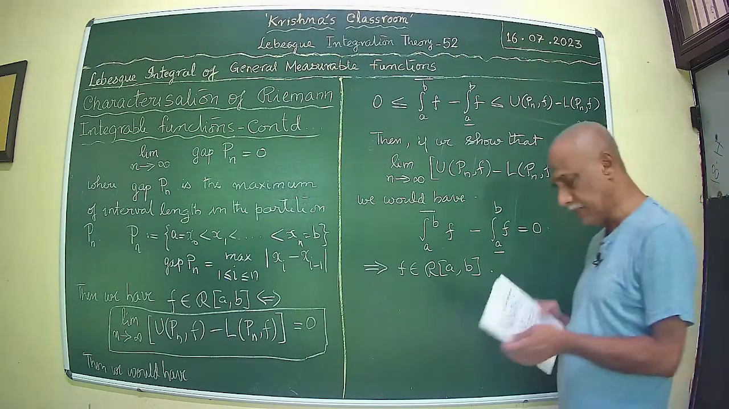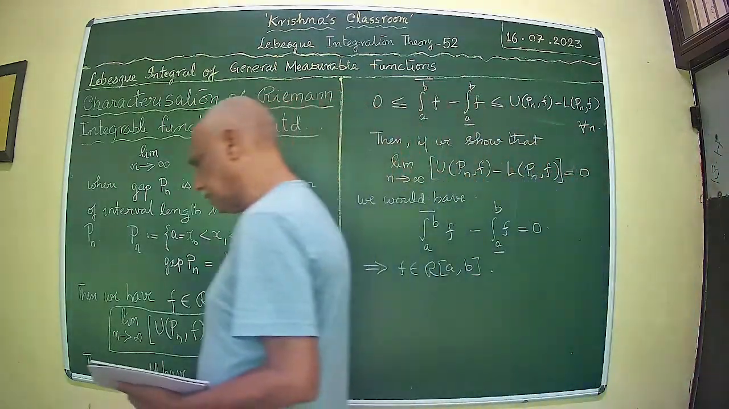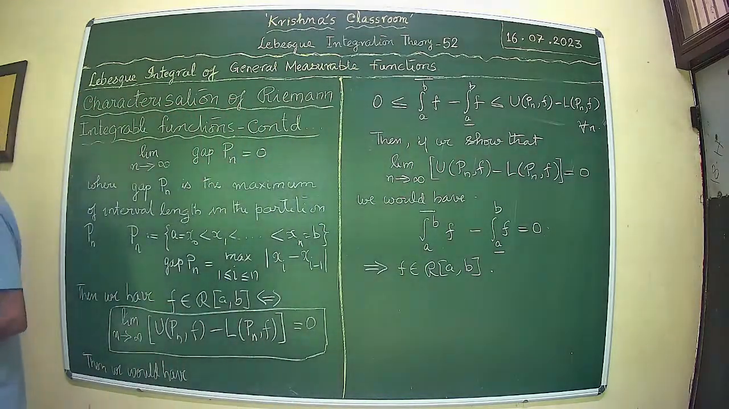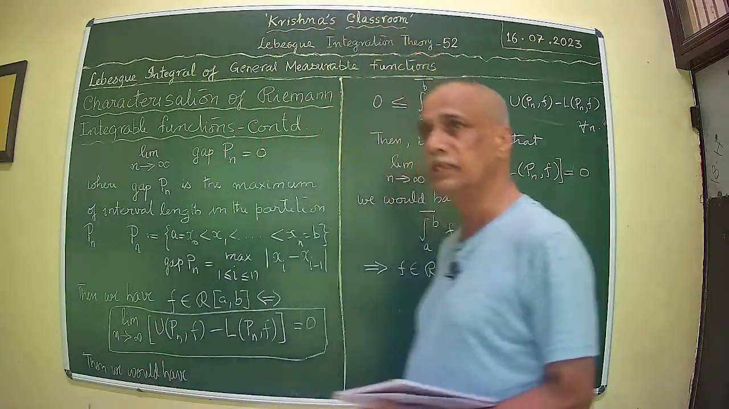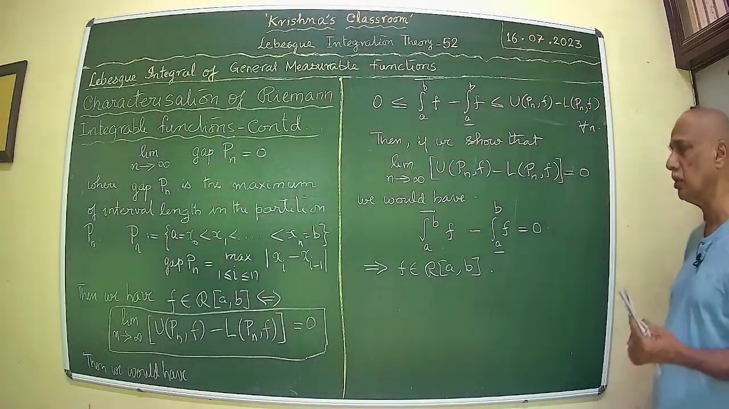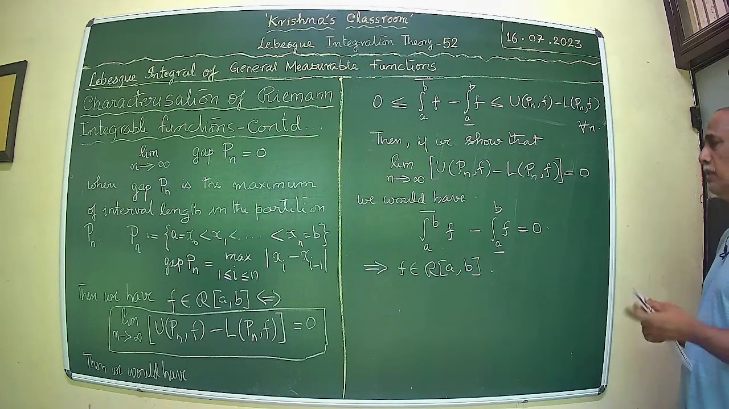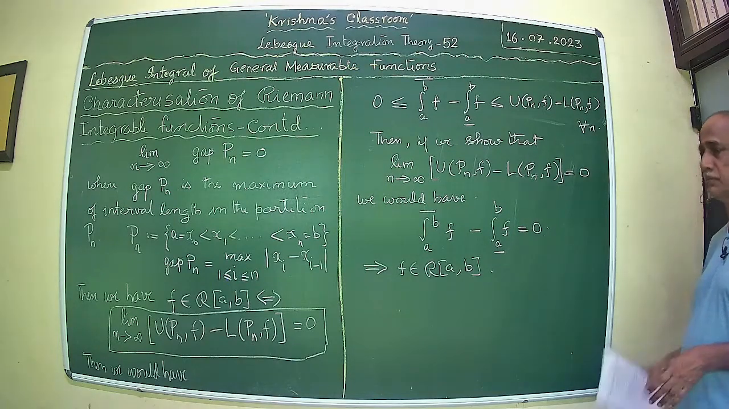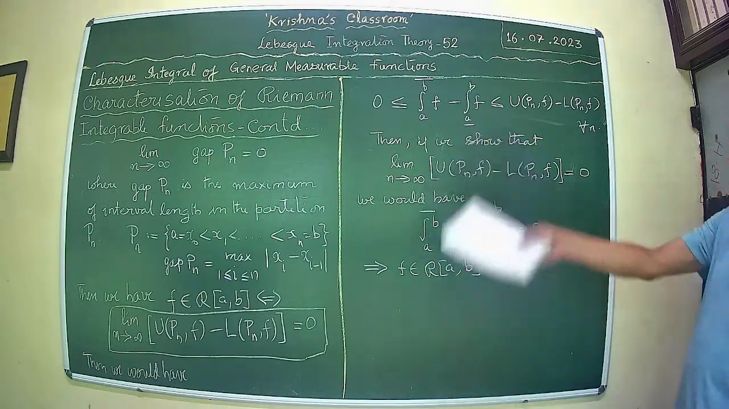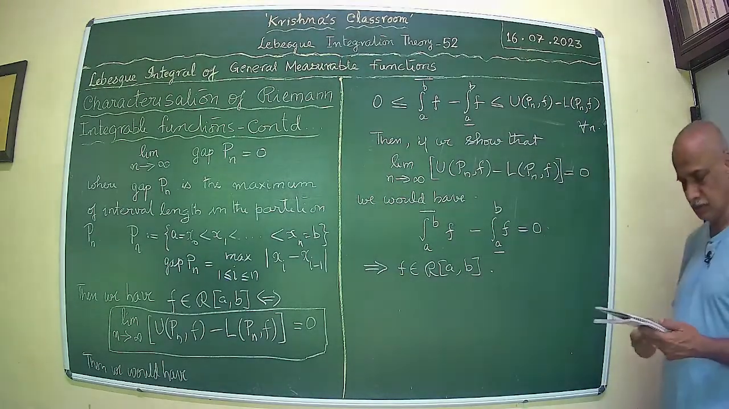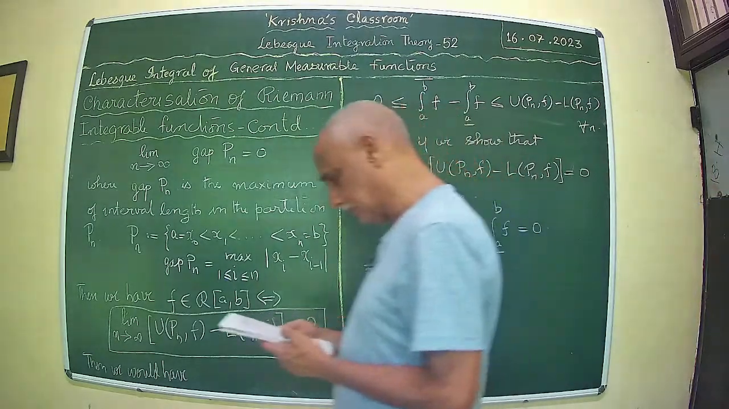So what did we assume? We assumed that f is continuous almost everywhere on [a, b]. That is, only on a set of measure 0 is it possibly not continuous. If so, then we prove that f is Riemann integrable, and this is the strategy. Okay, so let us elaborate on this.